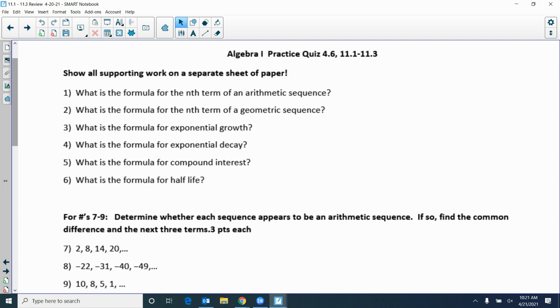In terms of an arithmetic sequence, this is probably the hardest one. A sub n equals a sub 1 plus n minus 1 times d. If you wanna learn how to do something, you gotta write it down a couple times. You can't just sit there and look at it. You actually physically write it down.